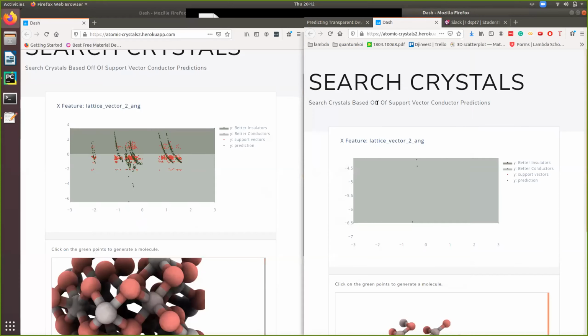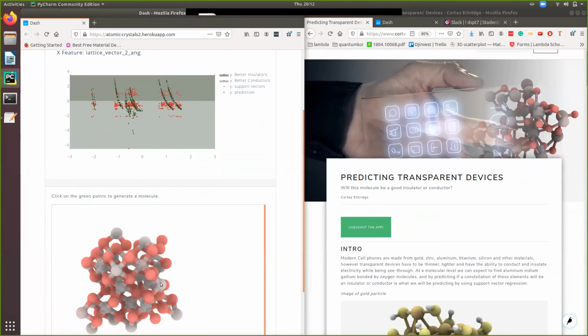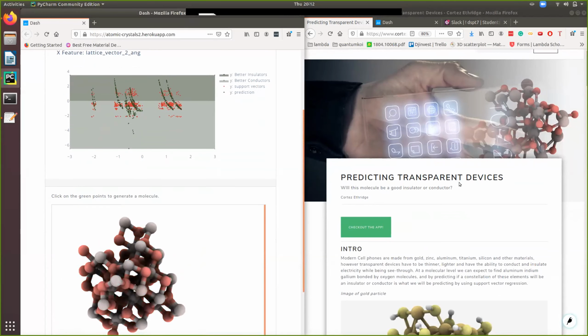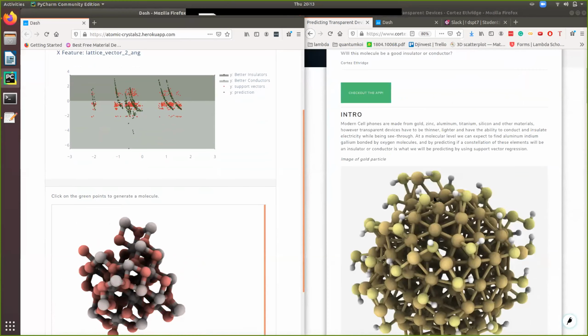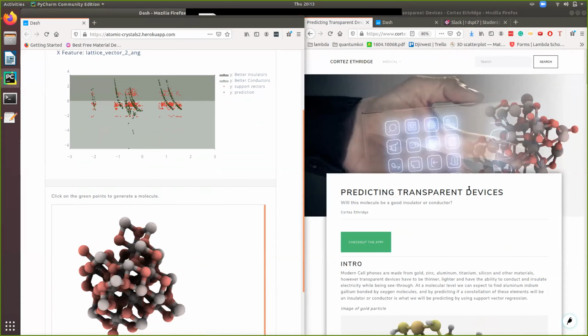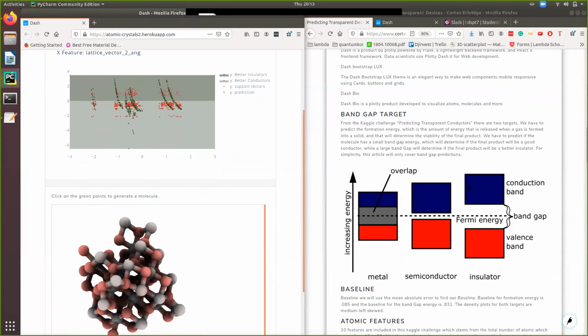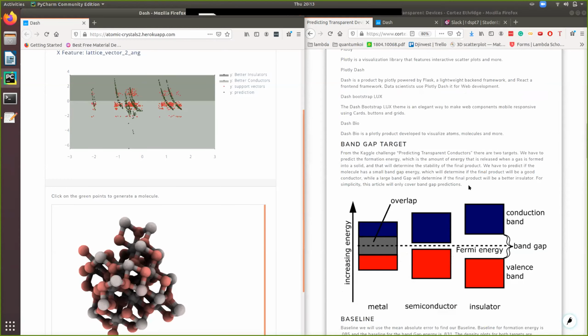Okay, so what I have is called predicting transparent devices. It's basically using Dash Bio to visualize these molecules and predicting if something is a good insulator or conductor. In our current devices, we usually have something that is gold that looks like this, while transparent molecules will be made out of indium, gallium, aluminum, and oxygen. And I use support vector machines to find the band gap.